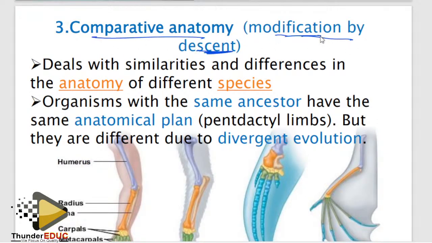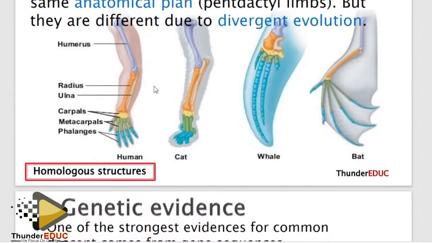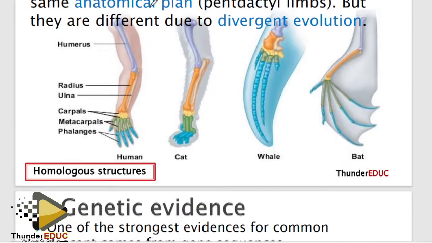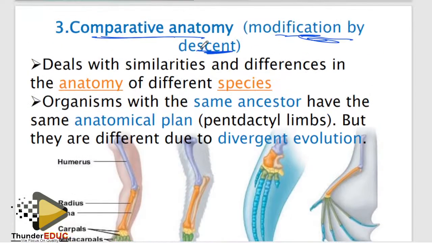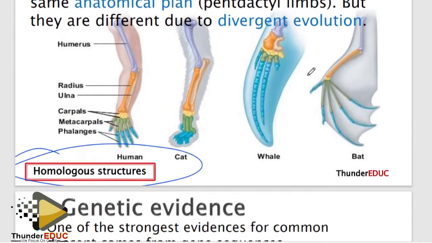If you look at our distinction material, it gives you the perfect answer there. Sometimes they ask you modification by descent, which means comparative anatomy. Sometimes they ask you about these structures, whereby you're supposed to tell us that these structures are called homologous structures. So if they ask the process, then it's going to be modification by descent or comparative anatomy. But if they ask you the structures, which is under here, we call it homologous structures.